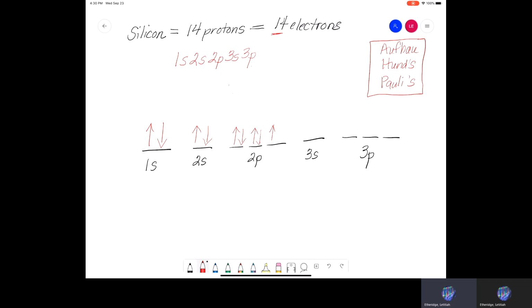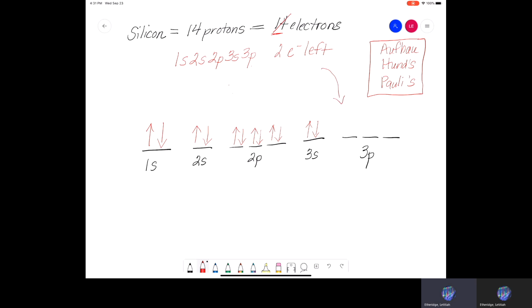Now we move on to 3s. The first electron always comes in clockwise. And then remember, the second electron is going to come in with opposite spin, which is counterclockwise. Okay, 3s is full. Now we need to figure out how many electrons we have left. So we have put in 1, 2, 3, 4, 5, 6, 7, 8, 9, 10, 11, 12. Okay, so we found spots for 12 electrons. That means we have 2 electrons left. And they're going to go into the 3p orbital.